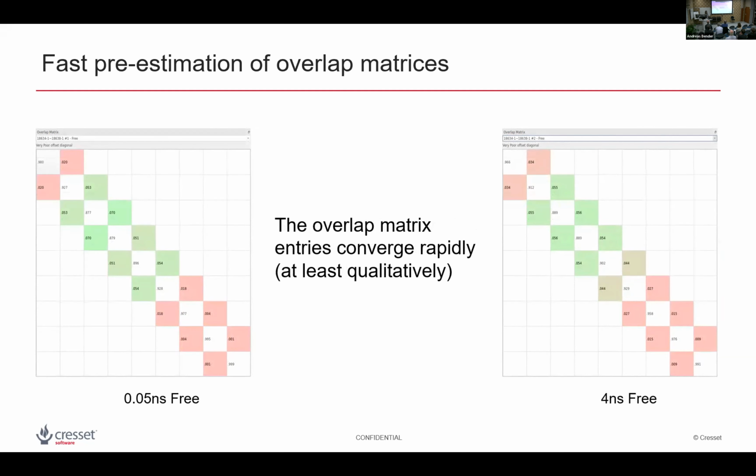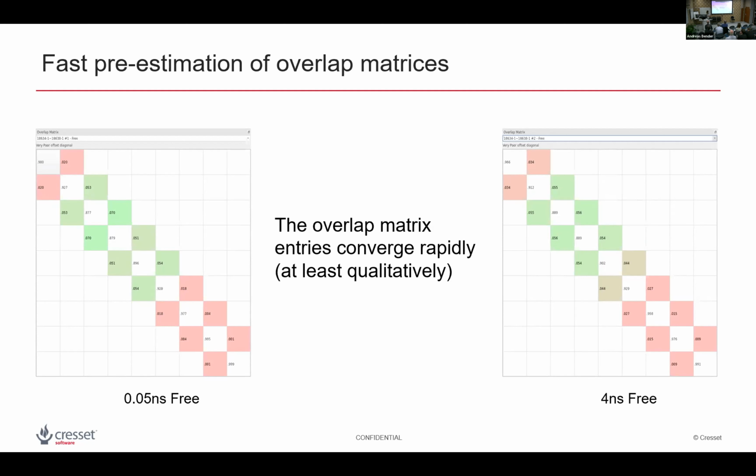Another thing that we noticed is that the overlap matrix converges very, very fast. So instead of running the usual 4 nanosecond simulation that you would run in order to get all the sampling you need for the free energy calculation, by running only 50 picoseconds, for example, you can get a very good estimation of how this matrix is going to look.